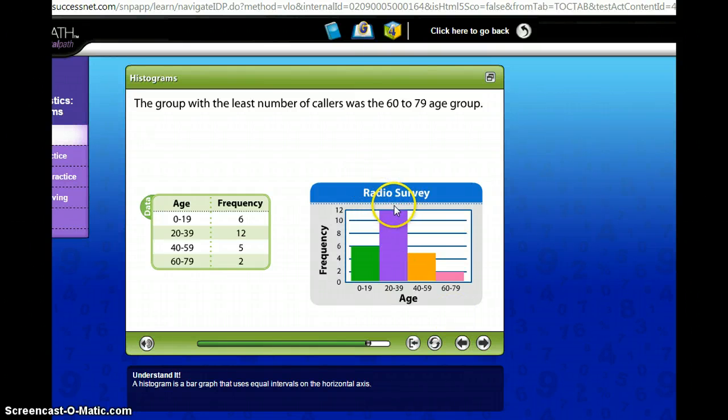Also, look, this was a radio survey. We think teenagers probably listen to the radio quite a bit. We think that this age group, 20 to 39, probably does quite a bit. But senior citizens, probably not as much. They might accidentally call the wrong number.